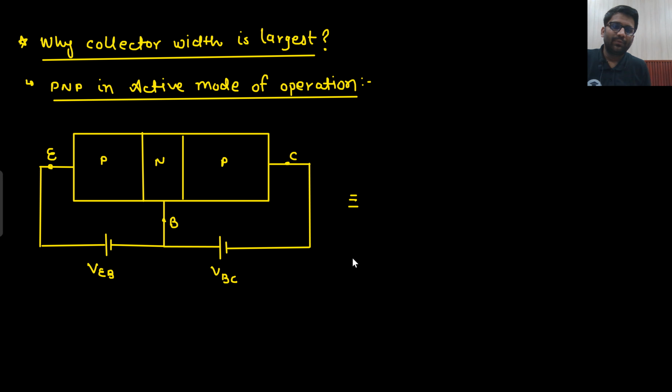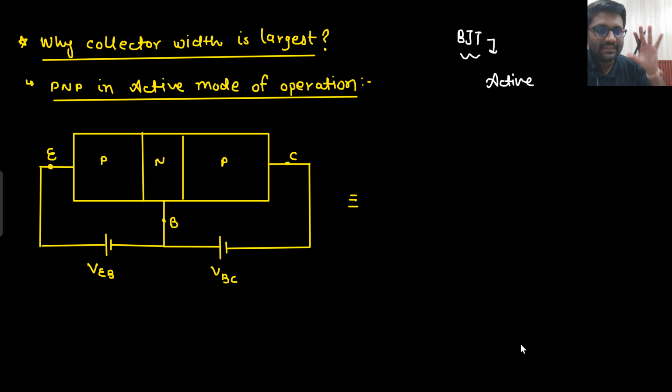Yeah, welcome back. So why collector width is largest? So why do we keep collector as the largest? So look, when you design a BJT, you design it in a manner that I will be operating it in active region. Basically, BJT was not designed to work in saturation or cutoff. I told you saturation and cutoff we can achieve using PN junction as well. So when I designed BJT, I designed it to work in active region.